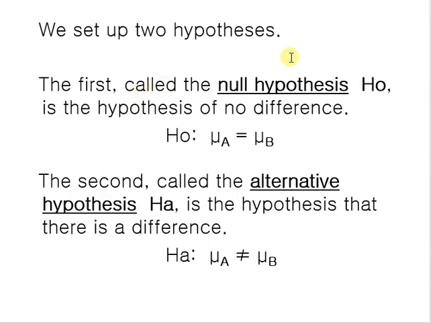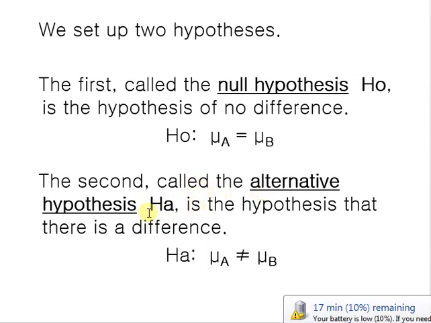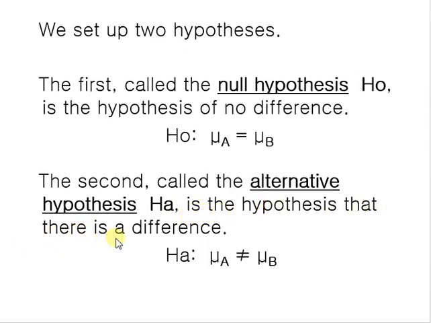We set up two hypotheses. First, the null hypothesis, H null, is the hypothesis of no difference: the mean of product A equals the mean of product B. The second, called the alternative hypothesis, H alternative, is the hypothesis that there is a difference: the mean of product A is not equal to the mean of product B.